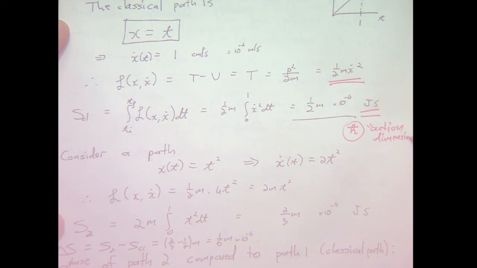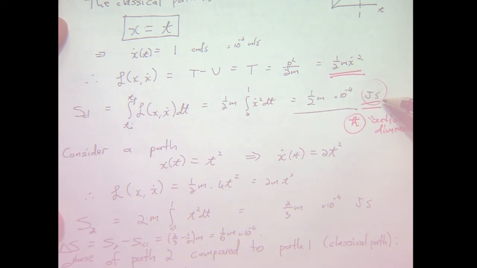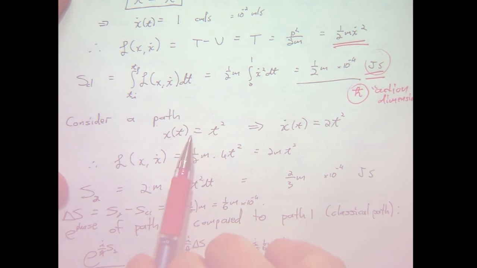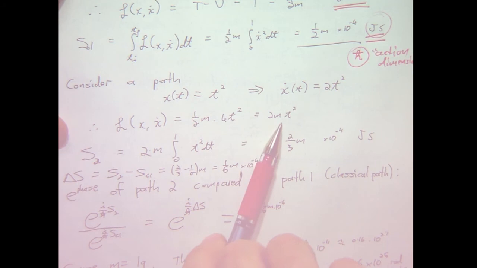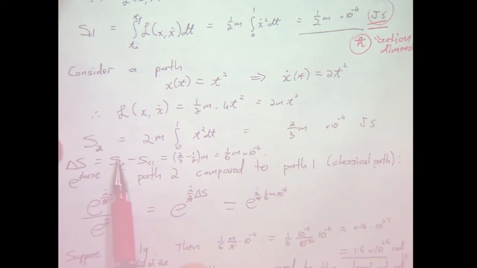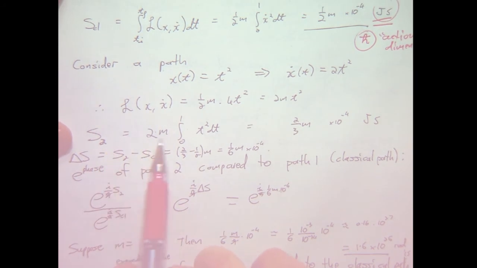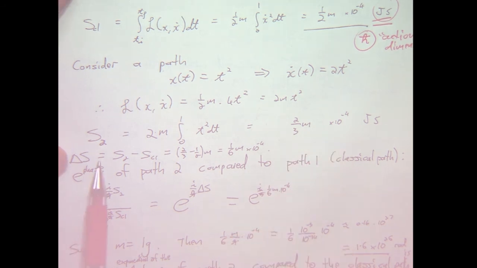It's a word that's quite commonly used, action dimensions, and you see that has the same units as h bar. And so h bar has what's called action dimensions because of this. Anyway, now consider a different path. X of t equals t squared. Now do the same thing, got x dot there, write down the Lagrangian, it's 2m t squared. And then let's call this one S2. So the action is 2m integral 0 to 1 of t squared, which gives you 2/3 m times 10^-4 joule seconds.